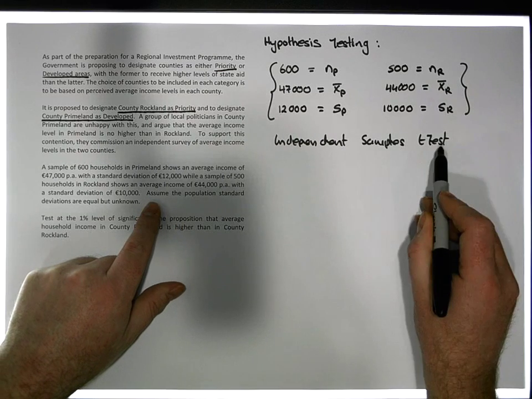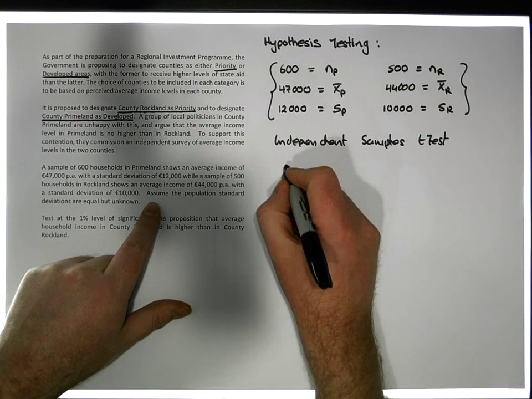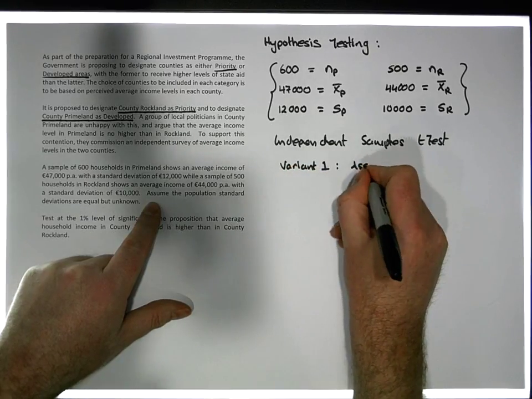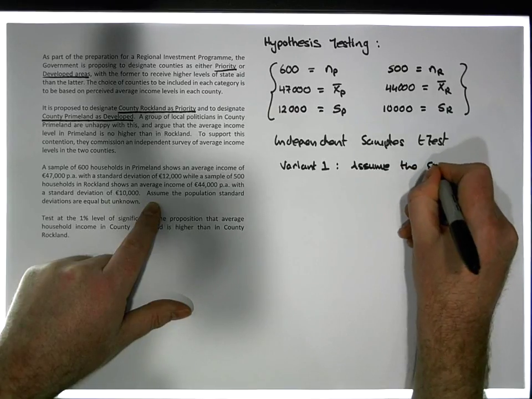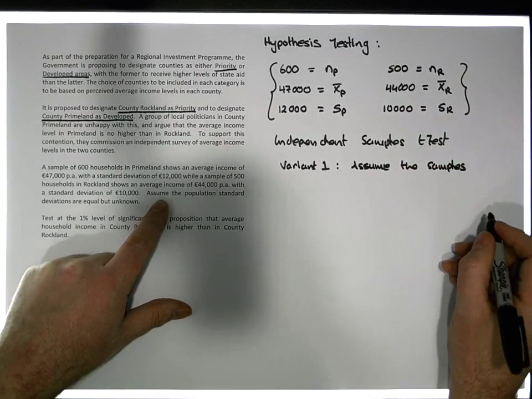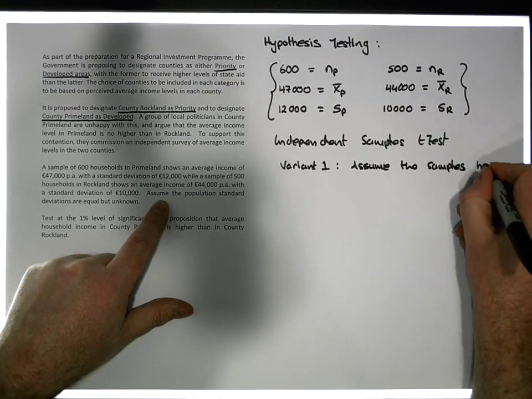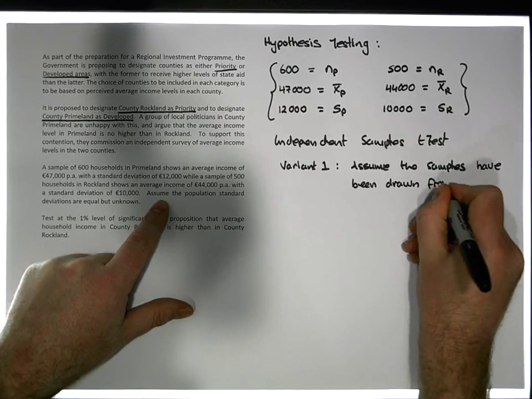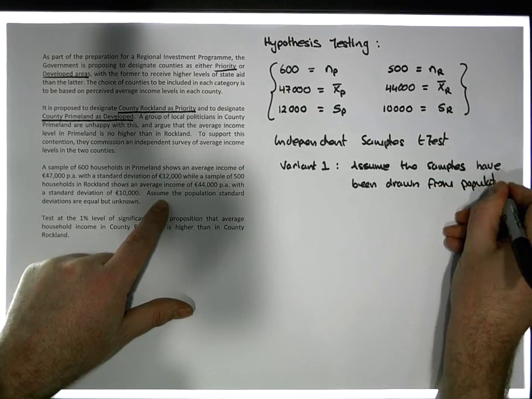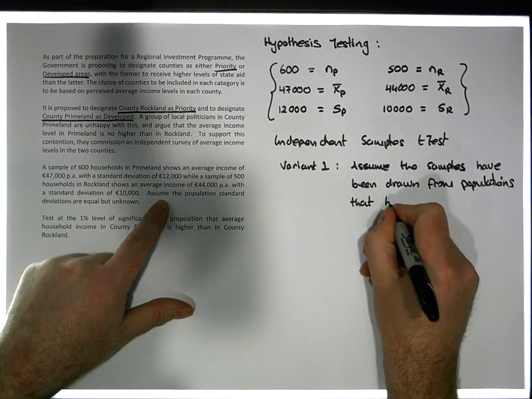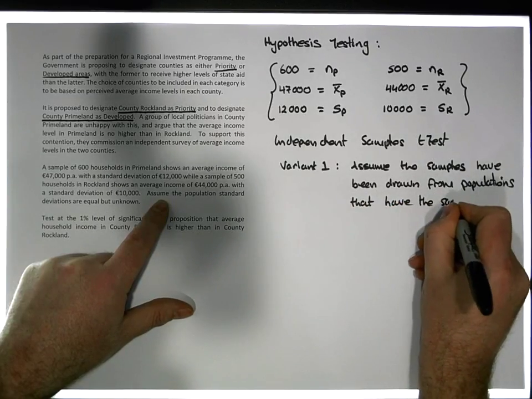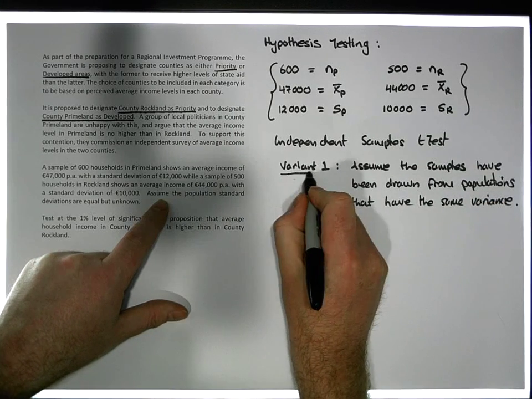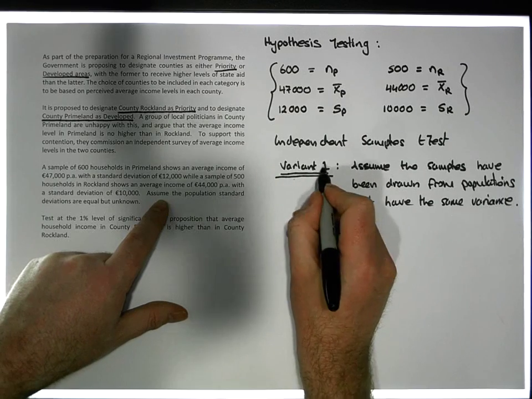The independent samples t-test has two variants, okay? There's variant 1, where we assume the samples have been drawn from populations that have equal variance, that have the same variance. That's the first version of the independent samples t-test we could perform.